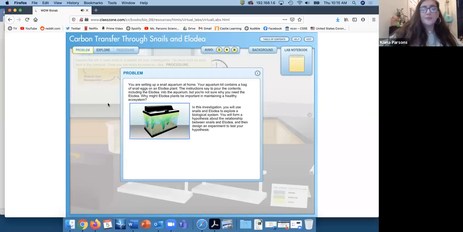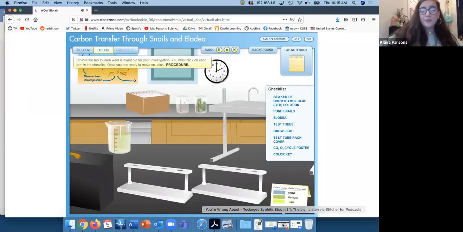Problem. You are setting up a snail aquarium at home. Your aquarium kit contains a bag of snail eggs on an elodea plant. The instructions say to pour the contents, including the elodea, into the aquarium. But you're not sure why you need the elodea. Why might elodea plants be important in maintaining a healthy ecosystem? So your problem, again, is that you received this package with the elodea and the snails. Why did it include the elodea in your package? So that is the problem.